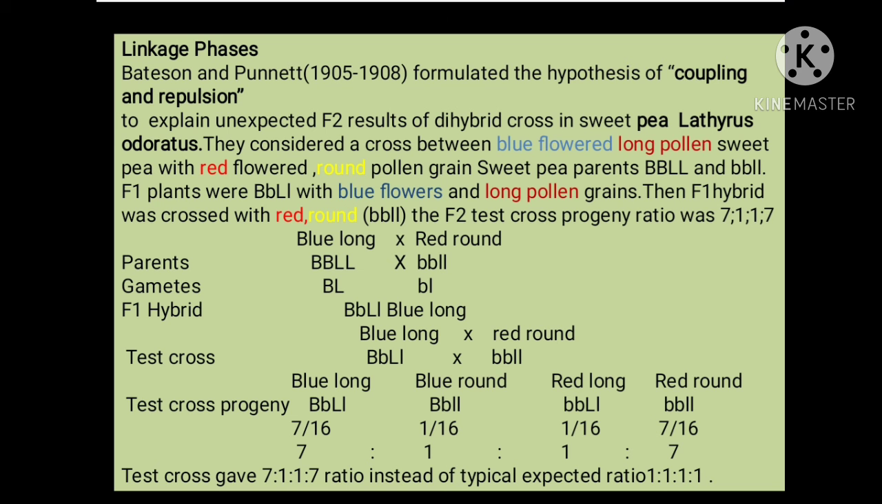That means out of 16, 7 offspring are blue long, one offspring is blue round, another one offspring is red long, and 7 offspring are red round. The test cross gives a 7 to 1 to 1 to 7 ratio instead of the typically expected ratio, that means 1 to 1 to 1 to 1.